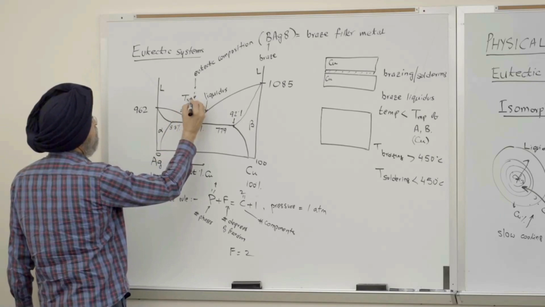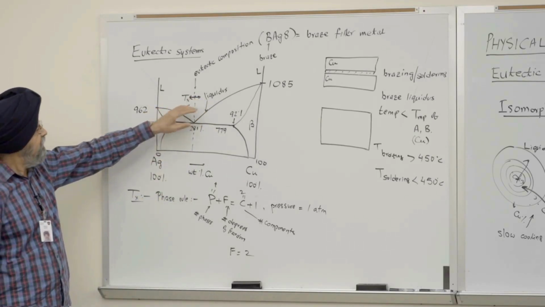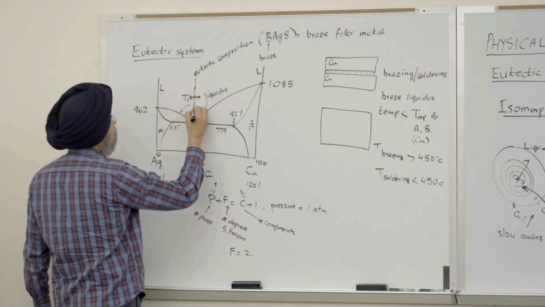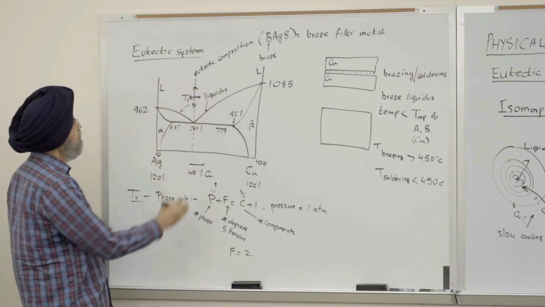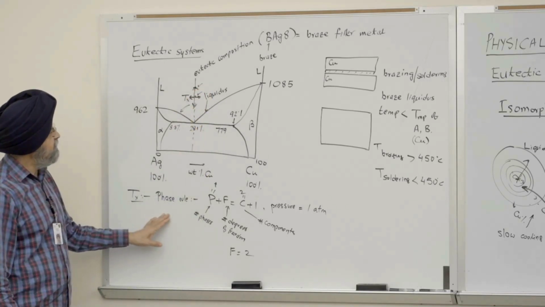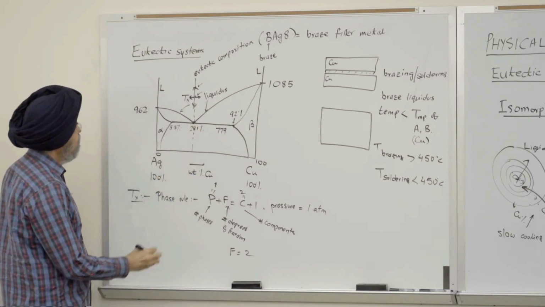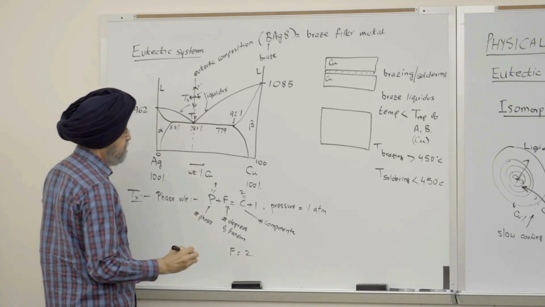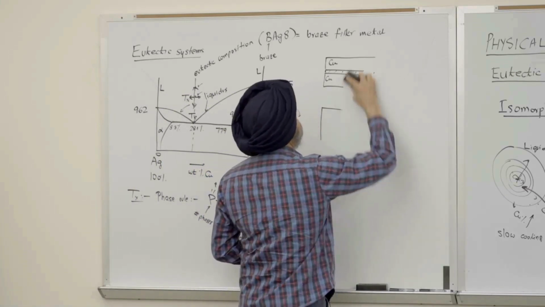So at this point, I can change my composition and I still have liquid. I can go back and forth and I still have liquid. Or I can go vertical, which is I can change temperature and I still have liquid. So I have 2 degrees of freedom, 1, 2. So that's what that means. Now let me get to the eutectic temperature. So we'll call it TE for eutectic. So let me rub this off over here and see what happens at the eutectic temperature.